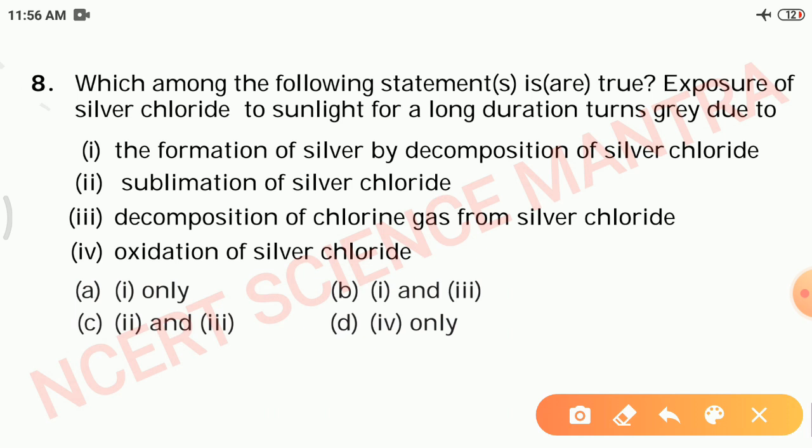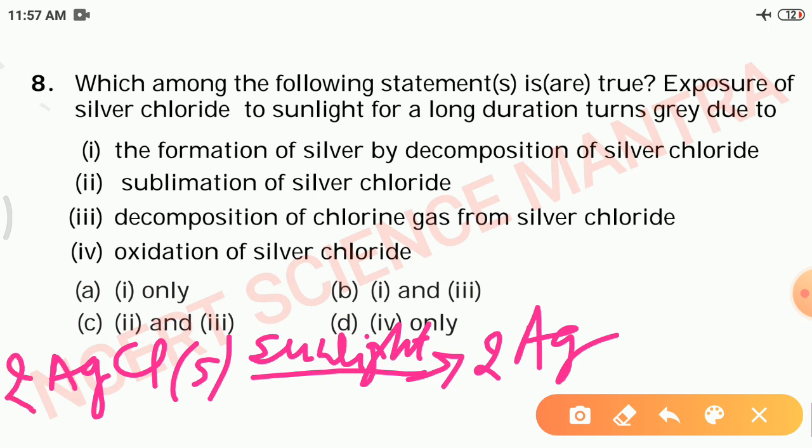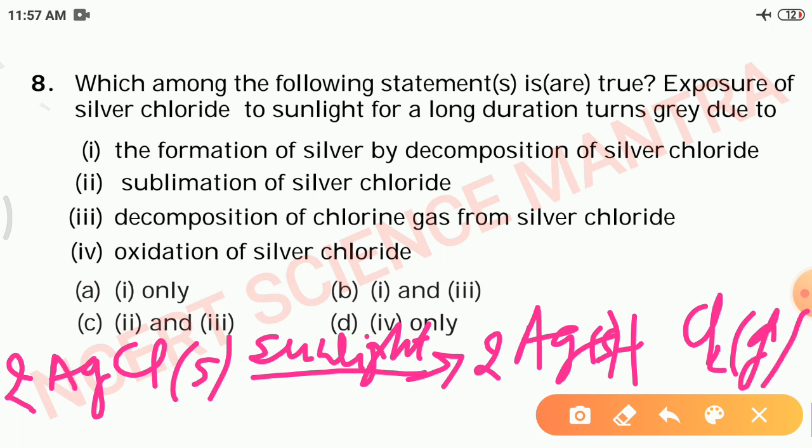In this reaction, silver chloride, formula AgCl, which is a solid, when kept in the sunlight for a long duration, will decompose and give 2 Ag in the solid state and chlorine gas in the gaseous state. The gray color is due to the formation of silver, which is gray in color. This is silver which is decomposed.